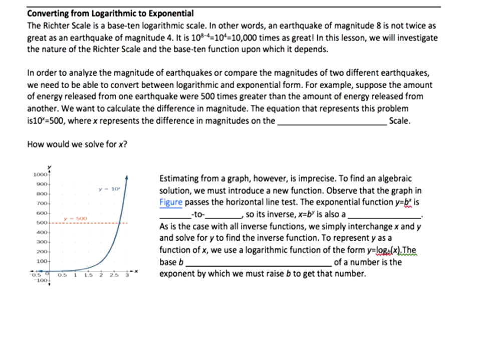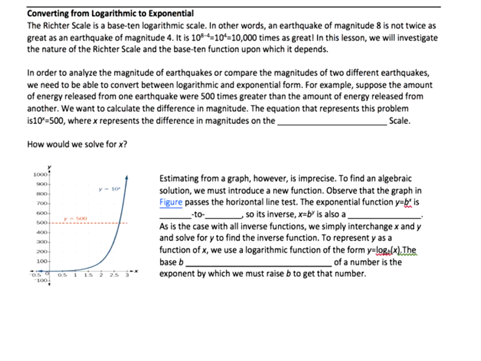The Richter scale is a base 10 logarithmic scale. In other words, an earthquake of magnitude 8 is not twice as great as an earthquake of magnitude 4, but rather it's 10 to the 8 minus 4, which is 10,000 times greater. So in this lesson, we're going to look at the Richter scale a little bit more, and base 10 functions, and logarithms in general.